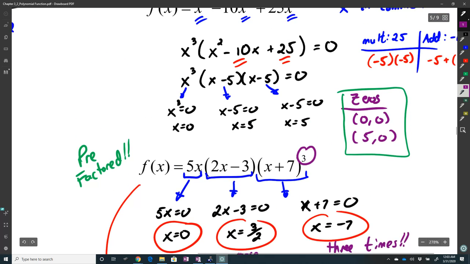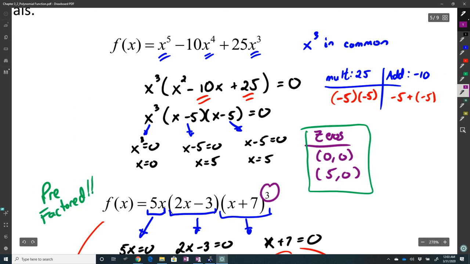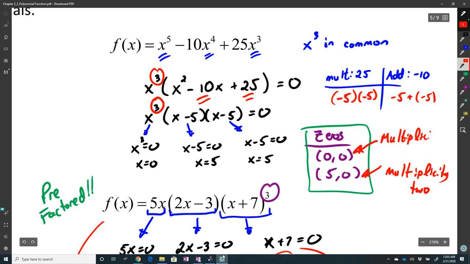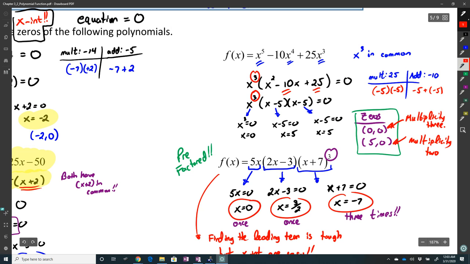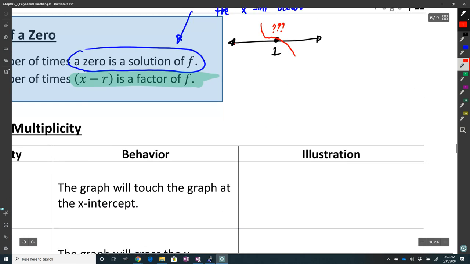Okay, if I go to the one above it, notice that -5 happened twice. So in this one, this is multiplicity 2. Whereas 0 happened 3 times. So this one is multiplicity 3. Okay, so the number of times that a number is a factor tells you what the multiplicity is. So we're going to go more into that.